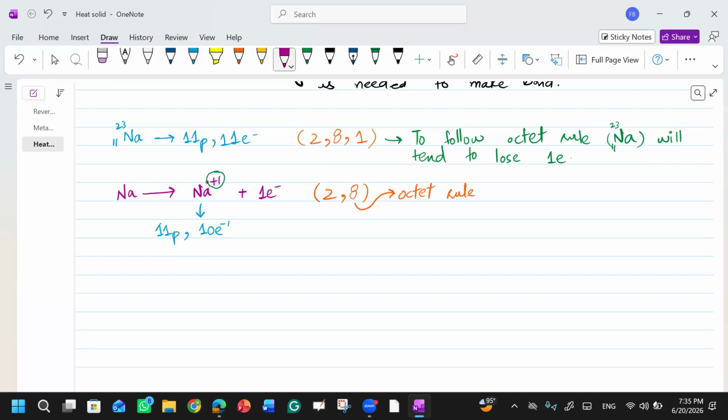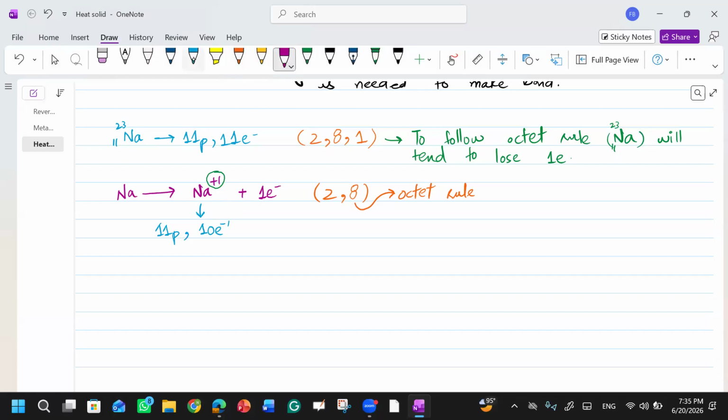Are you clear with this? Why do we put +1? Because now one proton is extra. You will not tell me that since it has lost one electron, that's why there is a +1 charge. The reason is that since it has lost one electron, but the proton number is the same, protons are 11, there is one extra proton, that's why there is a +1 charge, as compared to the neutral atom. You will always compare it with the neutral atom.